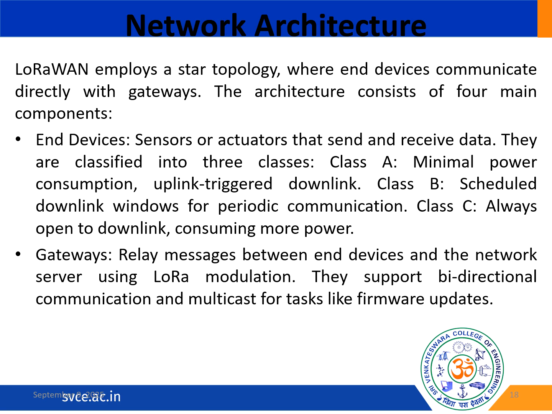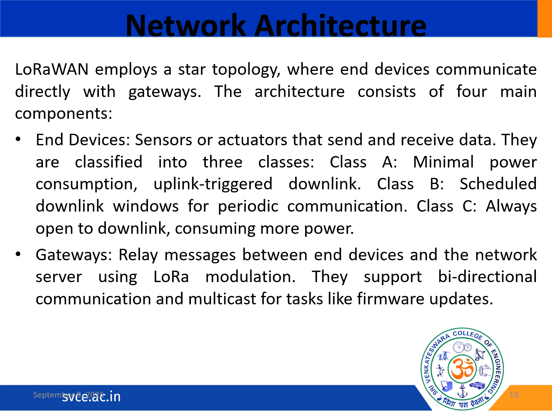Moving on to the gateways, it acts as an intermediary between end devices and the network server. It uses LoRa modulation to receive data from multiple devices simultaneously. So class A is for minimal power consumption, class B is for scheduled downlink windows, and class C is for consuming more power, so always open to downlink.